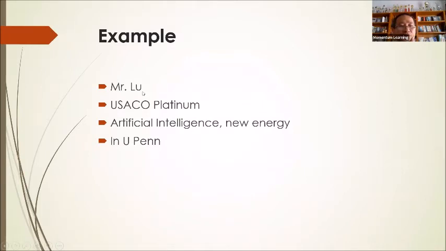This student, Mr. Lu, also went to university last year. He went to UPenn, also Platinum. He has interest in artificial intelligence and got very interested in this part. So besides doing this one, he also did some projects for AI, and then he got into UPenn, and he was very happy. And actually from the feedback, he was very glad he had the experience with USACO now with the study at UPenn.